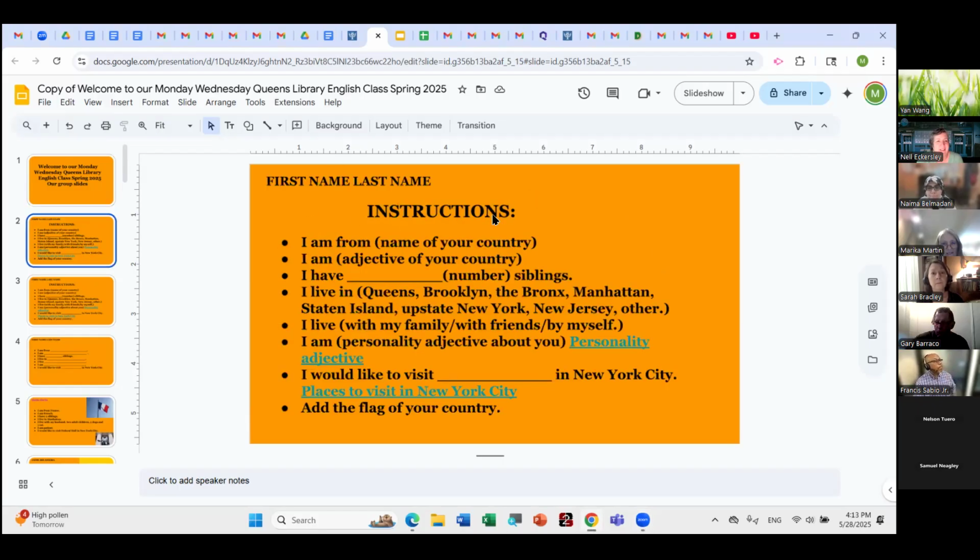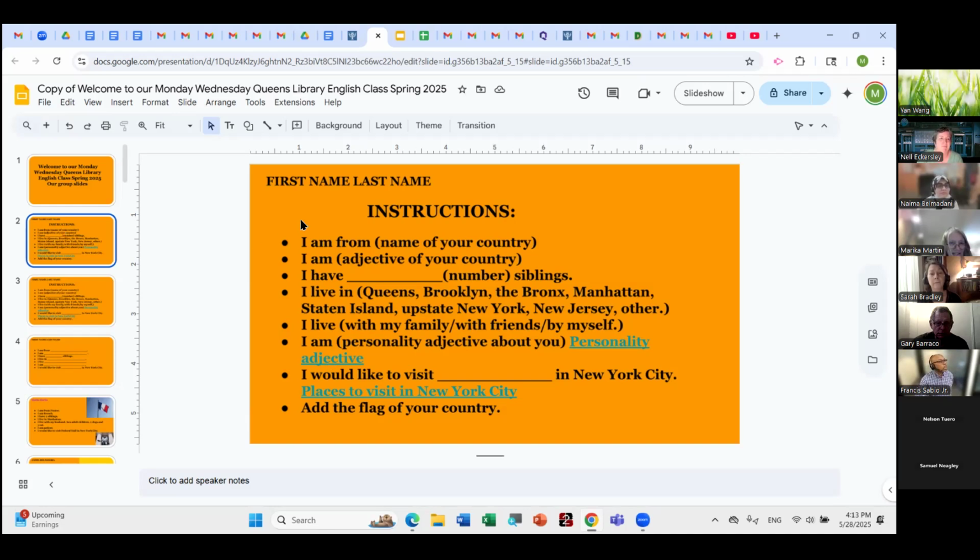And then I have the instructions. I am from, name of your country. I am adjective of your country. I have, the number of siblings you have. I live in Queens, Brooklyn, the Bronx, Manhattan, Staten Island, upstate New York, New Jersey, or other. I live with my family, with friends, or by myself. I am, and so there's a link to a personality adjective.